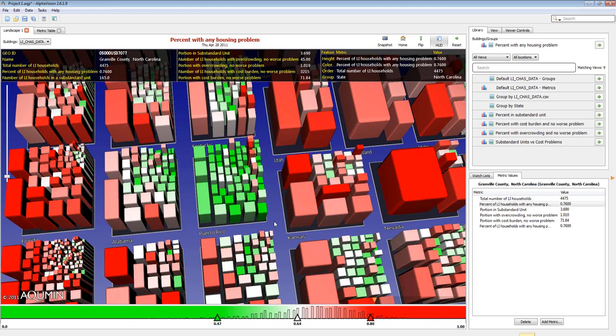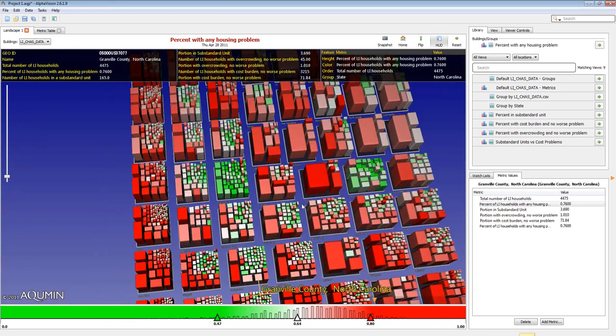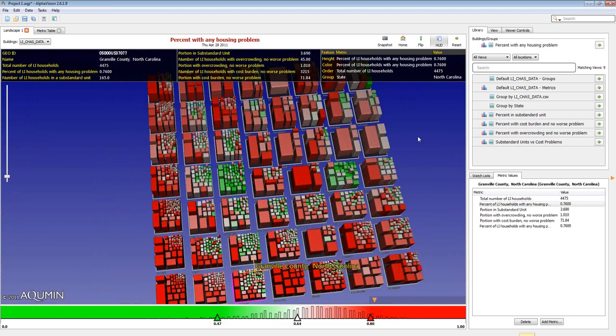So now let's try to dig in a little deeper and see what's actually causing these problems. What is at the root of these problems being reported? Let's first look at where substandard units are being reported. And I'm going to click on this view over here in my view library. It says percent substandard unit.